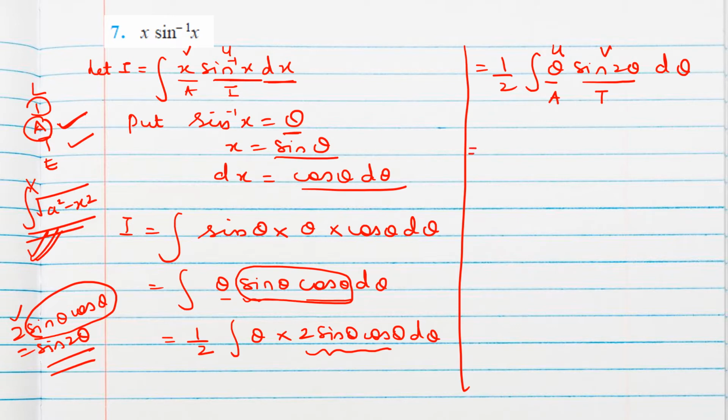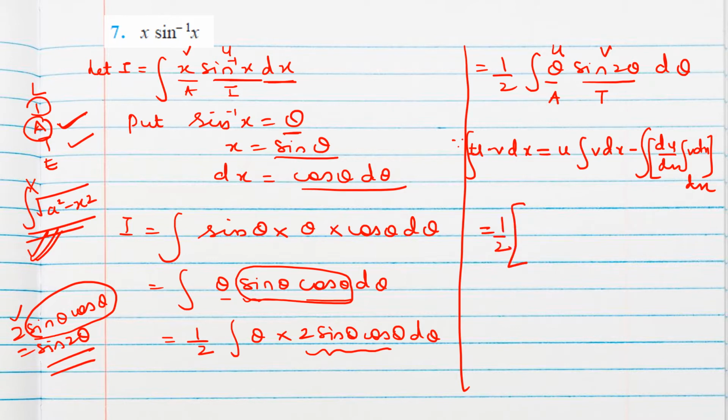So we can write, since integration of u v dx is u integration v dx minus du by dx integration v dx. Okay, so this is our u. Half we can take outside, half will be outside the bracket. So theta integral sine 2 theta d theta minus derivative of theta, with respect to theta we are doing, then integral sine 2 theta d theta, complete integral.